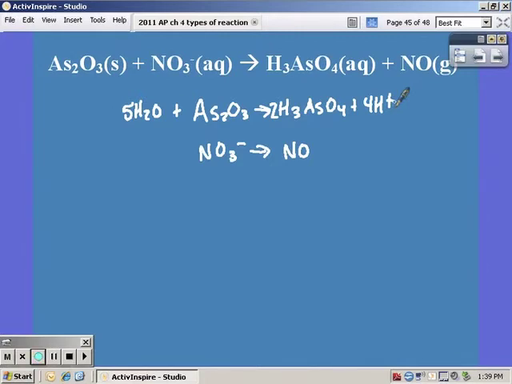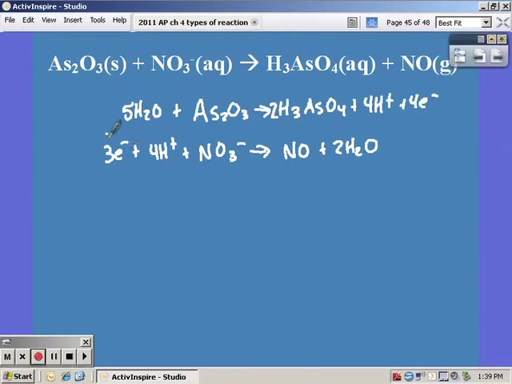And finally, we have no charge on the reactants and a positive 4 on the products, so we need 4 electrons to cancel that out. In the bottom reaction, we need 2 more oxygens on the products, so we add 2 waters. Next, we need to balance hydrogens. None on the reactants, 4 on the products, so we add 4 hydrogen ions to the reactants. And finally, balance the charge. Don't forget that we have a charge on NO3, so we just need to add 3 electrons.